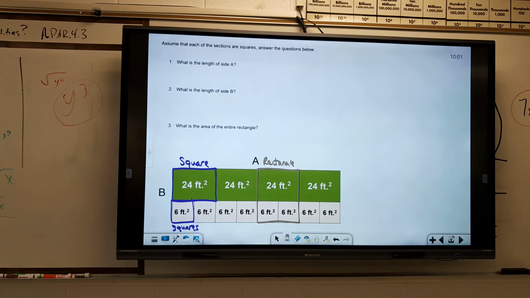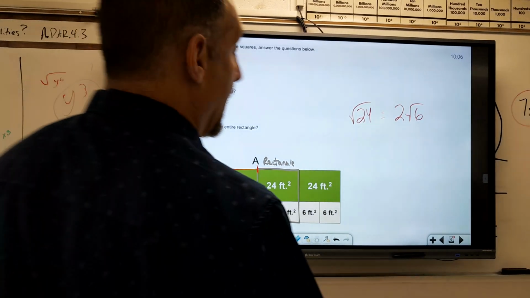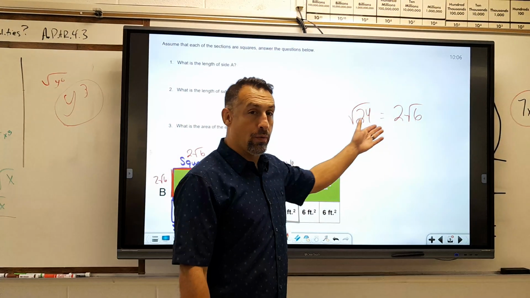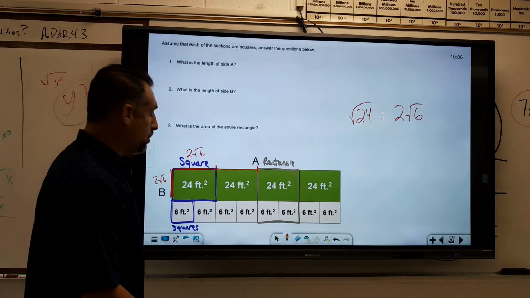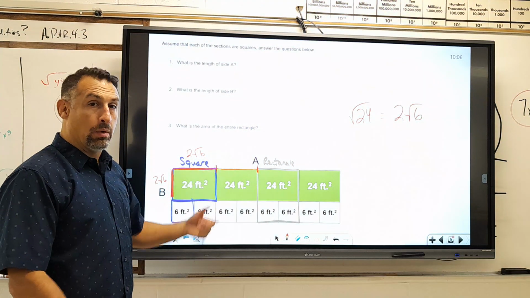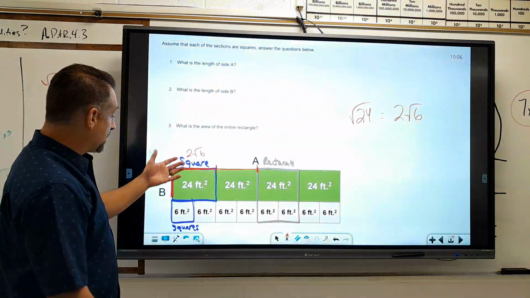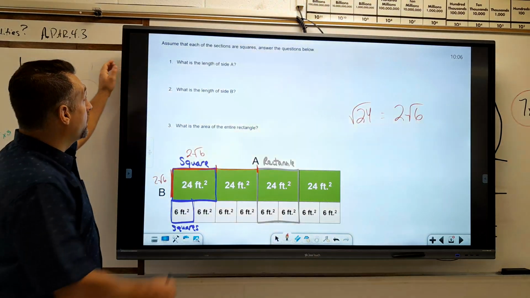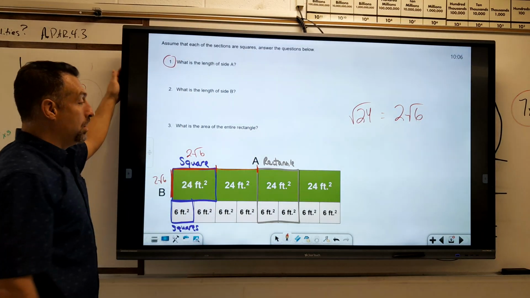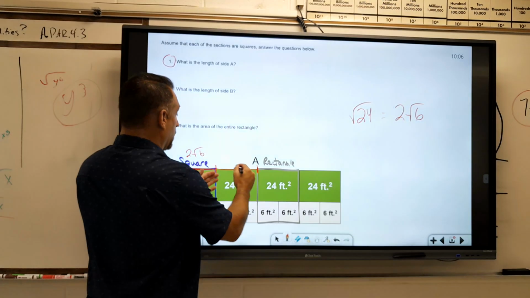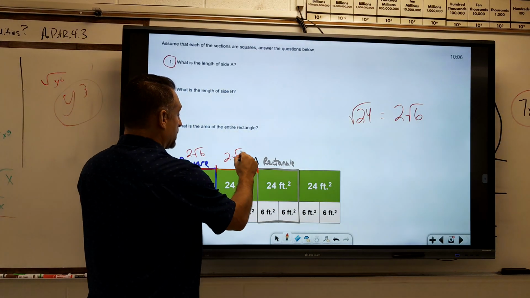All right, good luck. I asked the student if they had a fact that they figured out. The square root of 24 is 2 root 6. He said, so what does that tell us? We figured out that this length is 2 root 6. And I said, well, what else is true? Well, since that's the square, this is 2 root 6. So we established that. Then we looked at number 1 and said, what are we trying to figure out? The length of side A. And so we just established that this one here is 2 root 6.